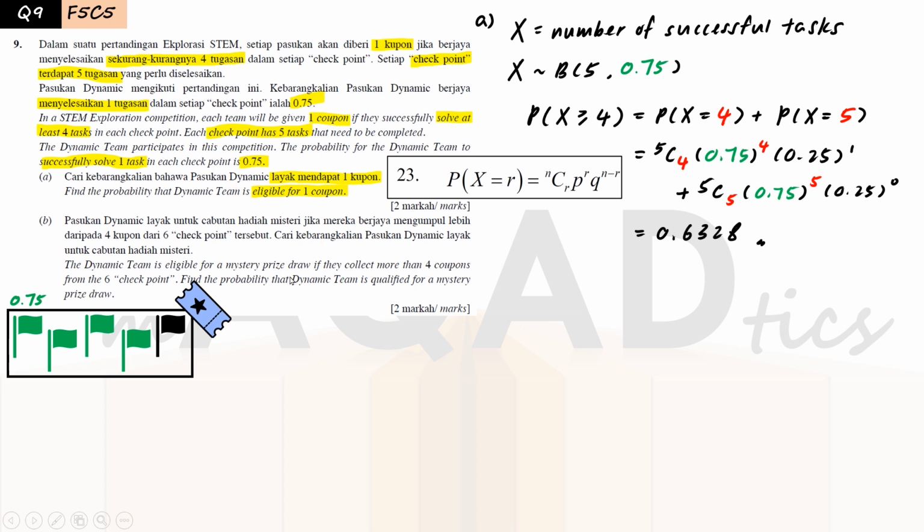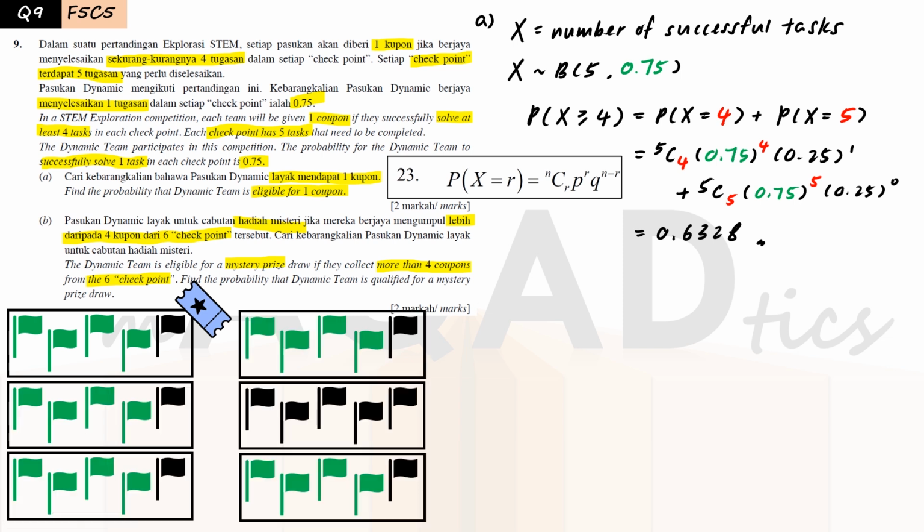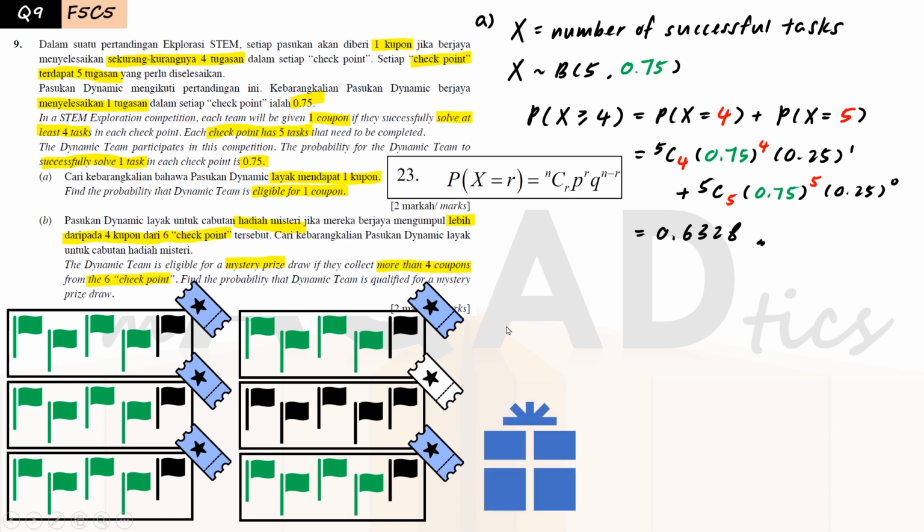For part B, there's a lot of information also, so let me help you summarize. In total, in this competition, we have 6 checkpoints. Of course, for each checkpoint, we can get a coupon or not get a coupon, according to the number of successful tasks. It says that if we get more than 4 coupons, for example here we have 1, 2, 3, 4, 5, so if it's more than that, we can get this mystery prize. So the question now asks us to find the probability that we can get this mystery prize.